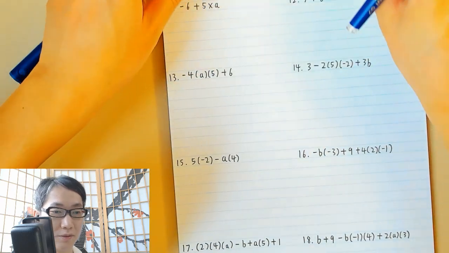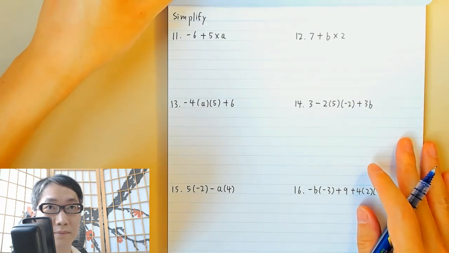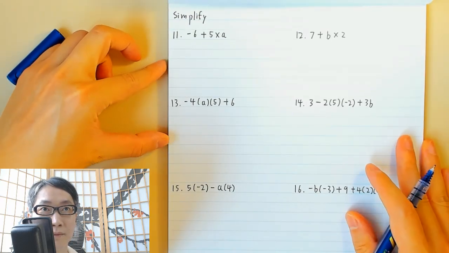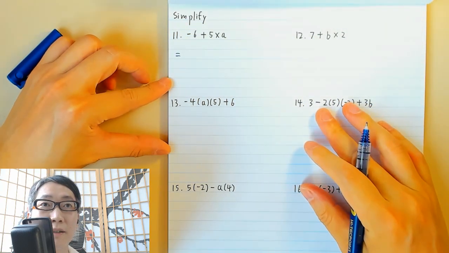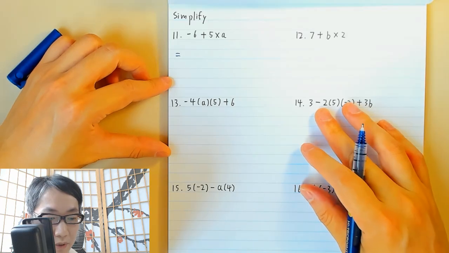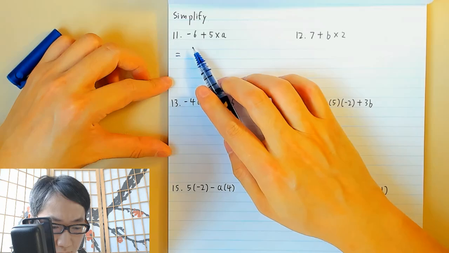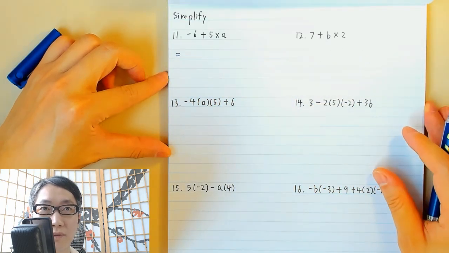And the next one. So number 11. Now we have some unknowns. So this a and b can be any integers. And let's see how we simplify these expressions.